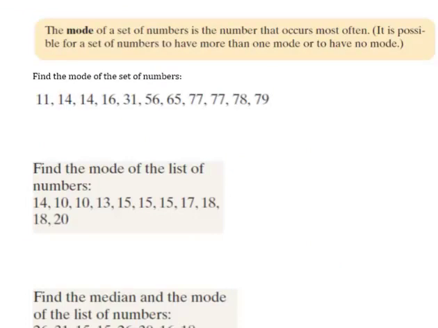All right, so the next thing we have here is what we call the mode. So the mode of a set of numbers is a number that occurs the most often. It says it's possible for a set of numbers to have more than one mode or to have no mode at all. So when I look at this first set of numbers, I want to see, is there a number that occurs the most? Well, I notice that both 14 and 77 occur the most. They both occur twice. So 14 and 77 is my mode.